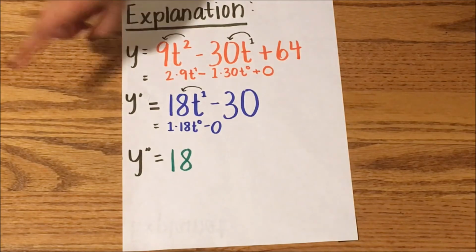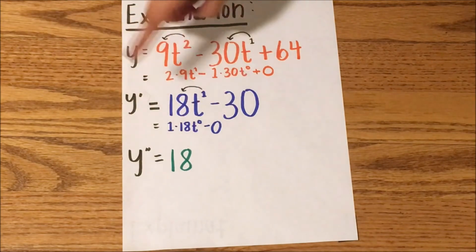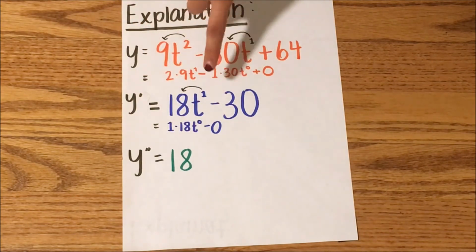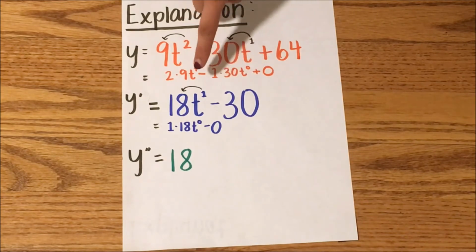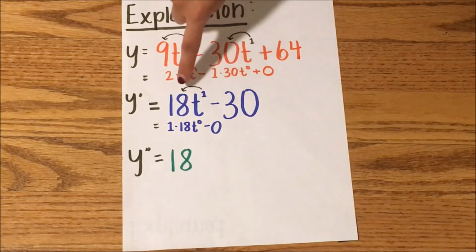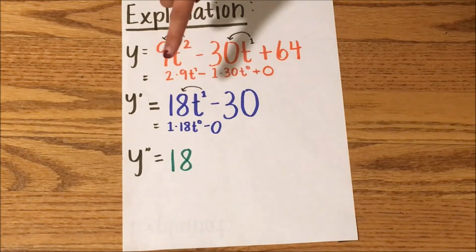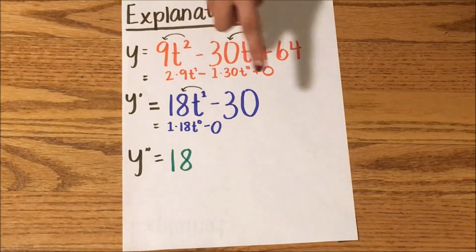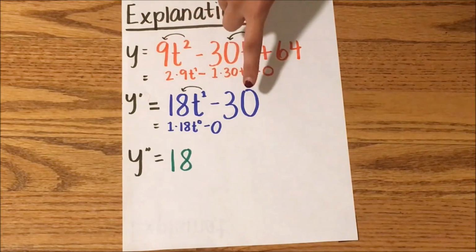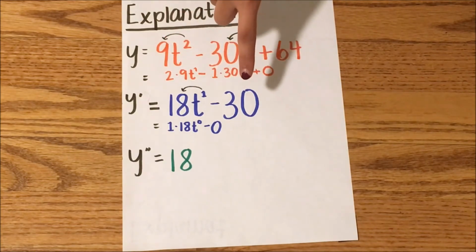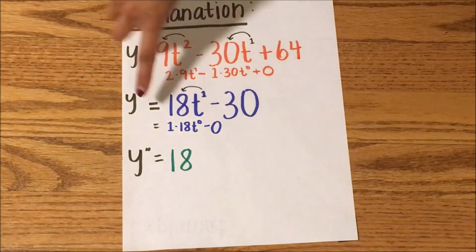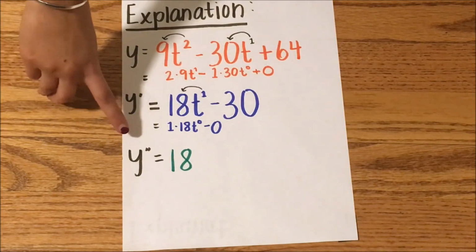Now in order to find the second derivative, which is acceleration, you apply the power rule to your first derivative, which is velocity. You take the power of 1 and multiply it by 18, and the t becomes t to the 0, which is just 1, so it cancels out. And then 30 is just a number, so you cannot apply the power rule, so it just becomes 0. So your second derivative will equal 18.